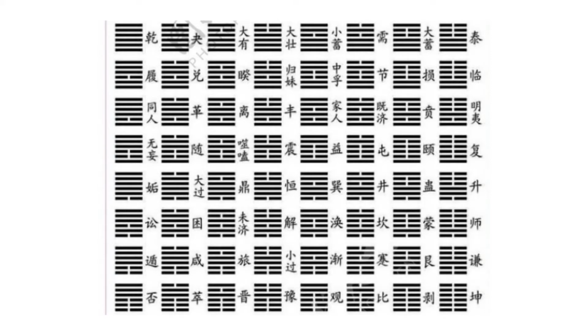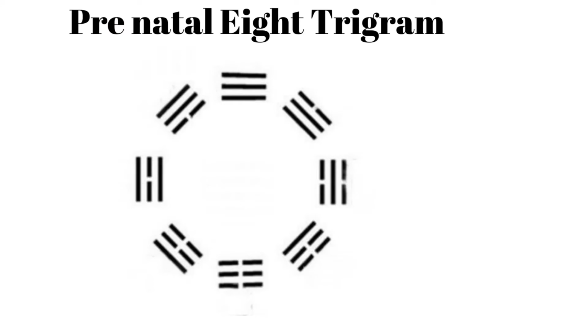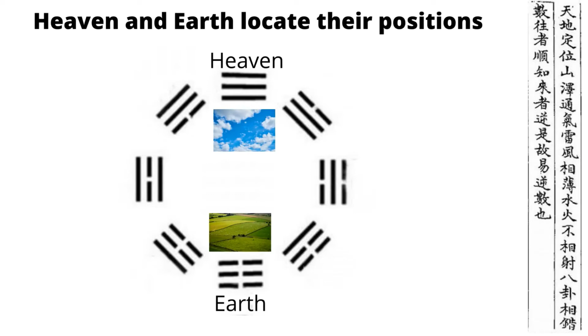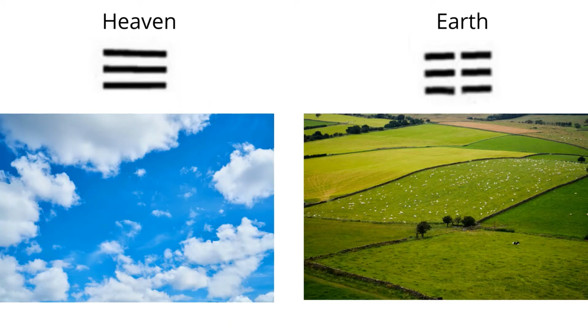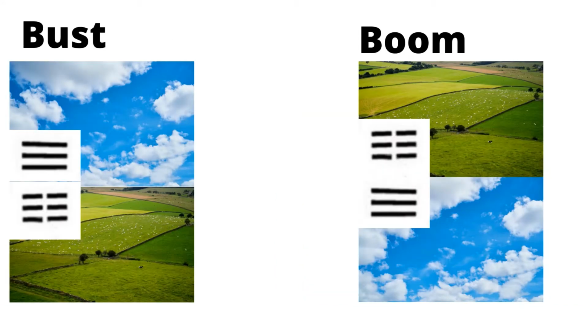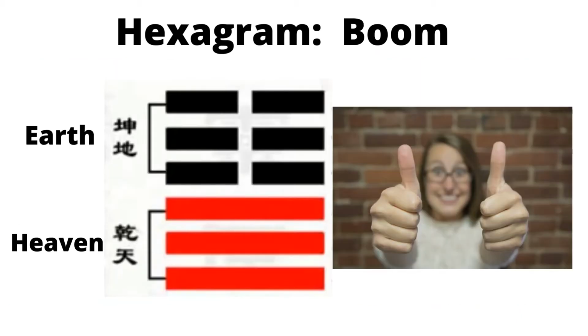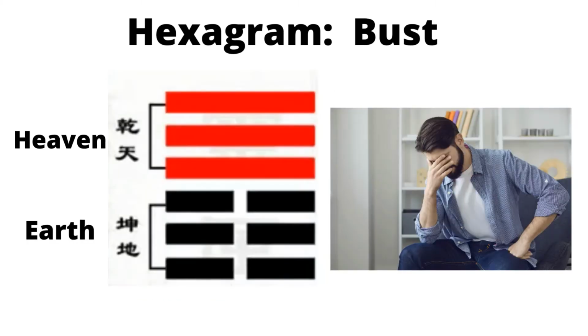Now, let's start our journey to explore these 64 hexagrams. First, we need to recall what we learned in our previous video about the prenatal 8 trigrams. The Book of Change says, heaven and earth locate their positions. We all noticed that the sky and ground are the most significant natural images. If we combine these 2 images together, it forms either the hexagram boom or bust. Apparently, boom represents something good, prosperous, and flourishing. Bust represents something bad, recession and decline.